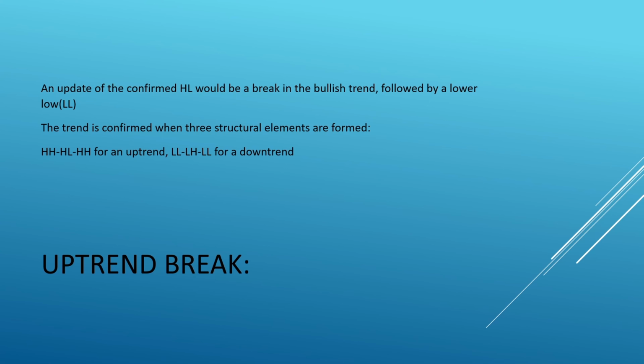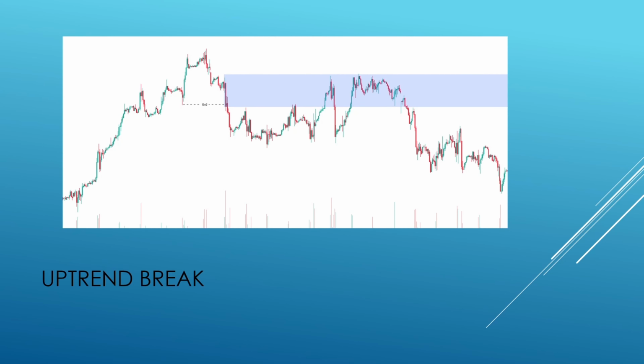An uptrend's confirmed high and low will be broken in the bullish trend followed by a lower low. The trend is confirmed when 3 structural elements are formed: higher high, higher low, higher high for an uptrend, and lower low, lower high, lower low for a downtrend. This is the example. So we had this specific higher low, we have this higher high. We broke it with a lower low formation, and then we continue with a downtrend. So this is going to be a lower low, this is a lower high, and etc.